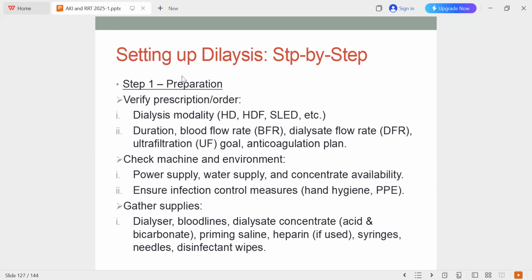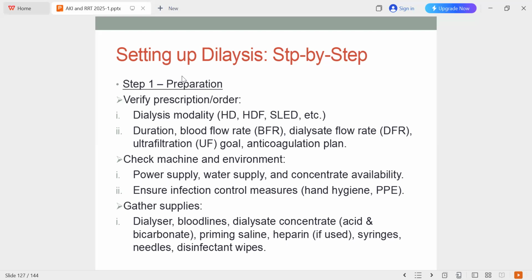So number one is what modality of dialysis is best for this patient? Are you using hemodialysis, hemodiafiltration, or SLED? You also want to confirm the duration. For hemodialysis, 3 to 5 hours. For SLED, you may want to use 6 to 12 hours. You want to confirm the blood flow rate, the dialysis flow rate, ultrafiltration goal, and if you're going to use anticoagulation. Then you want to check your dialysis machine in terms of power supply, water supply, and availability of concentrate.